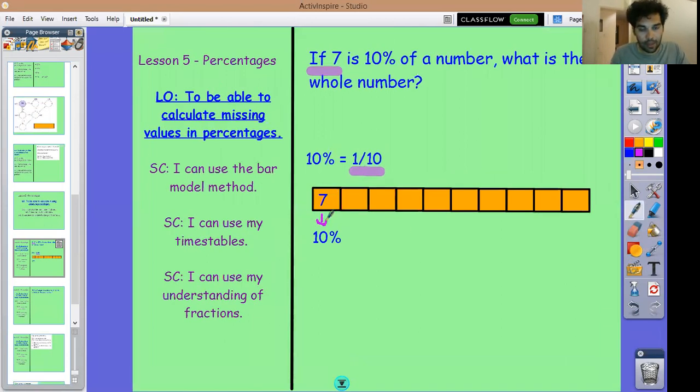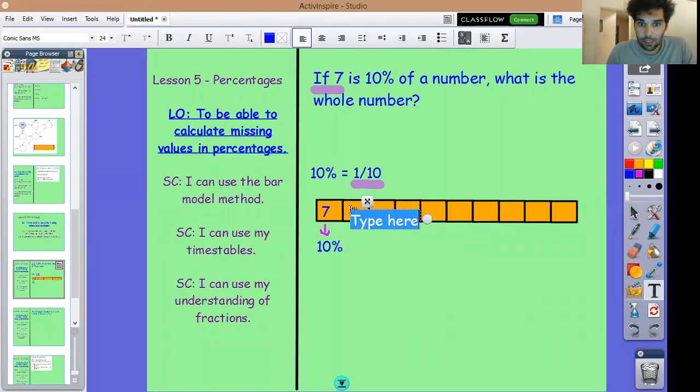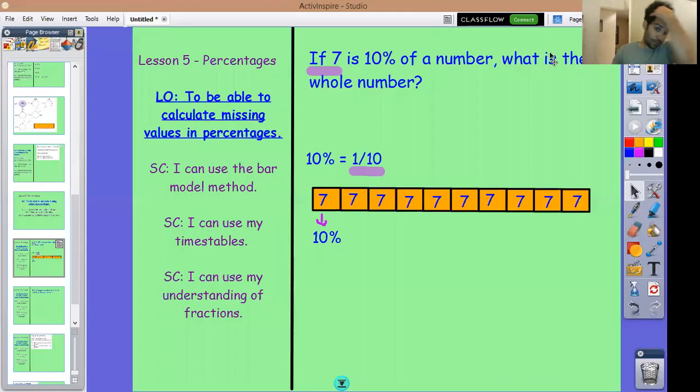Have a think. If one of those boxes equals 7, what do all the boxes equal? So all the boxes should equal 7 as well. Now I'm not going to type this all out. I'm just going to pause it here so you don't see me typing it all out, but have a go doing it by yourself at home. I'm just going to pause it and then write all the numbers down. Okay, so all my numbers are now there in the boxes.